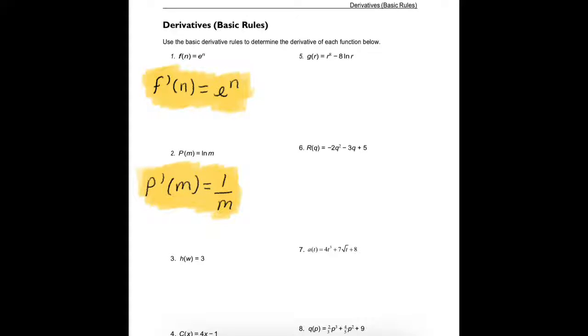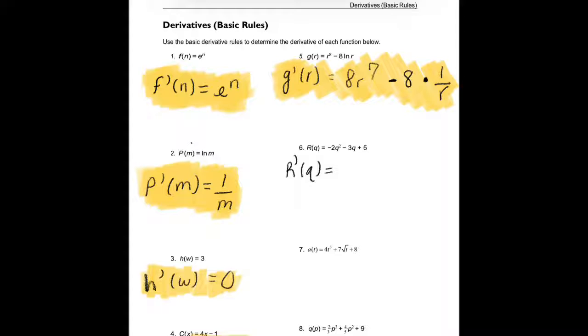Number 3, we have h of w equals 3. Now here we're going to just use what we call the constant rule, which is when we see a constant, like any number by itself without any variables. So h prime of w would equal 0. That would be our answer, that would be our derivative, rather.